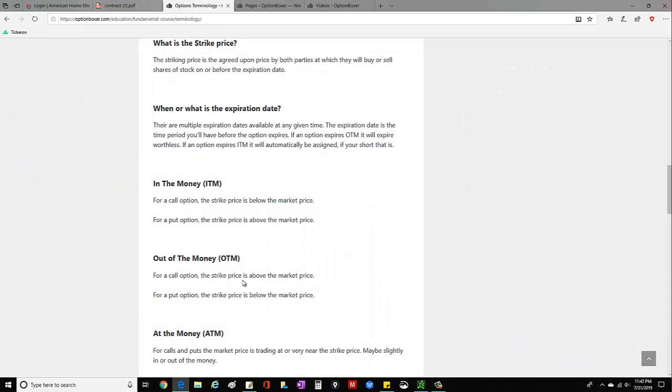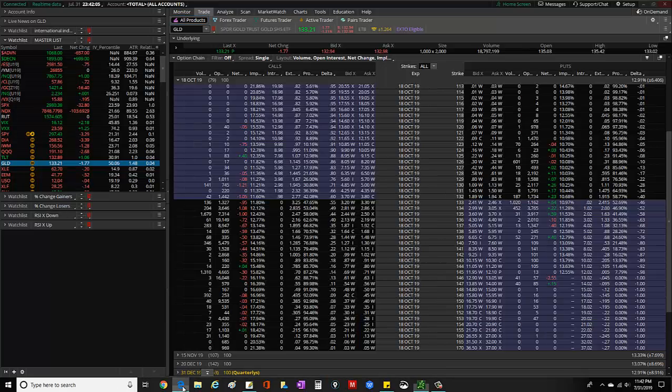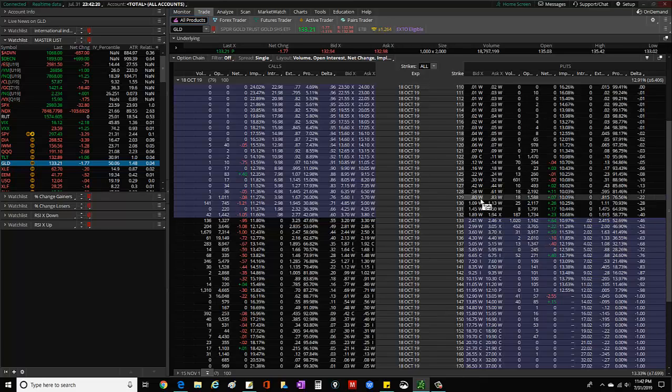Out of the money for a call option, the strike price is above, and this is exactly the opposite. So if the in the money was lower, then out of the money will be higher. So with 133 as the market price, any of these strike prices that are highlighted in the black area here are out of the money. And conversely, for puts, it will be a lower price. So a lower strike price will be out of the money for puts. So just to recap, a higher strike price will be out of the money for calls.